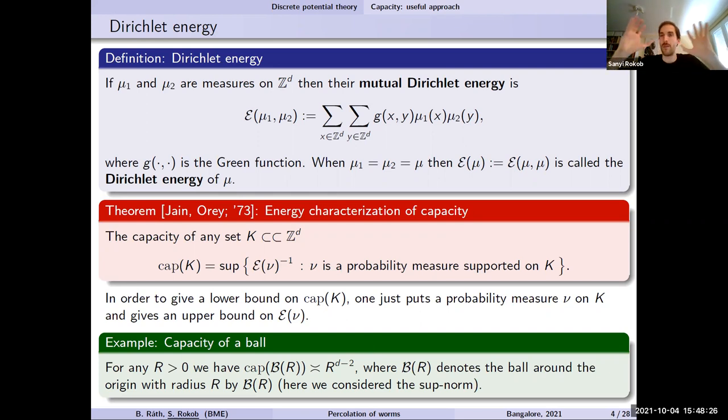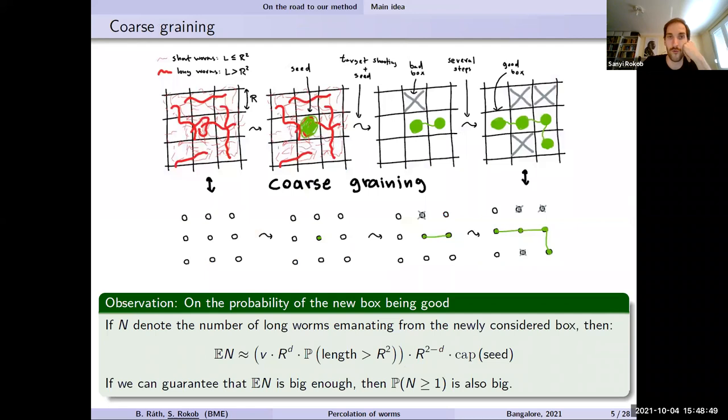So if we have this notion of capacity, which describes the visibility of a set in Z^d, what we want to do is to build up this infinite cluster in the following way. This is the main intuition behind the proof, because we cannot use the branching process approximation. What's happening here should be a definition of coarse graining, but the coarse graining is not that important if we are just considering the intuition, but I will talk about this.